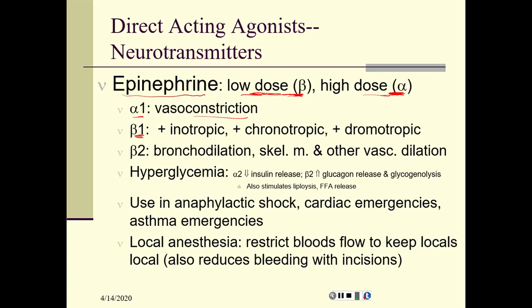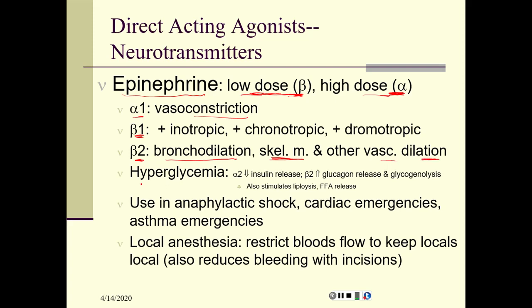And then you see some other effects outside of the cardiovascular system. You see a beta 2 agonist effect that causes bronchodilation, right, which usually makes it easier for the patients to breathe because it opens up the airways. There are effects on skeletal muscle to increase contractility and other vascular dilating effects, which may be positive.